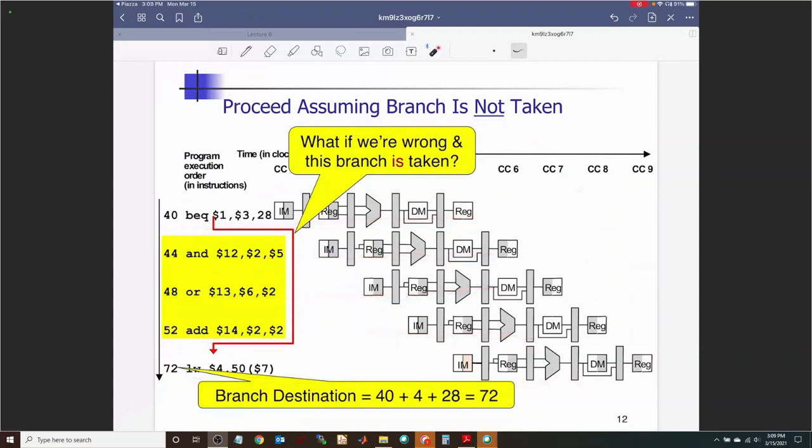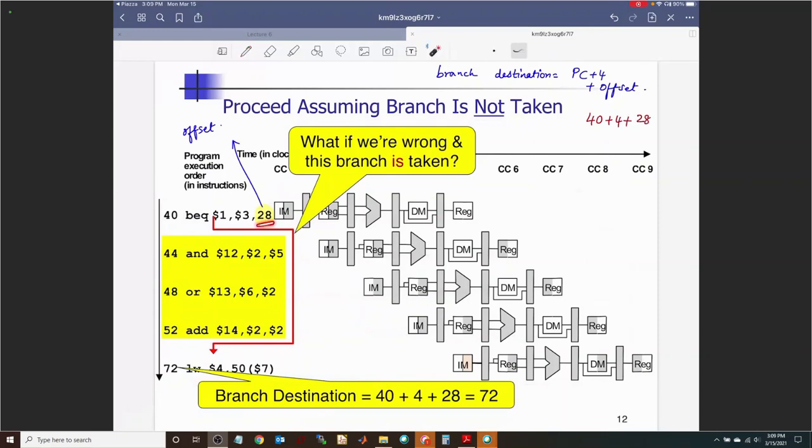And note over here, this particular offset, how do you compute the branch destination? You compute the branch destination by adding PC plus 4 plus offset, right? And PC right now is 40. That's your current program counter. So 40 plus 4 plus the offset is 28.